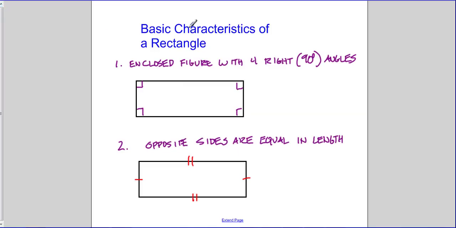So the basic characteristics of a rectangle are: one, it's an enclosed figure with 4 right, 90-degree angles, so it's like an enclosed fence area. There are no open spaces. This would be a figure that is not enclosed, for example. Number 2, opposite sides are equal in length. These double marks here mean these 2 sides are equal, and the single marks here mean these 2 sides are equal in length.